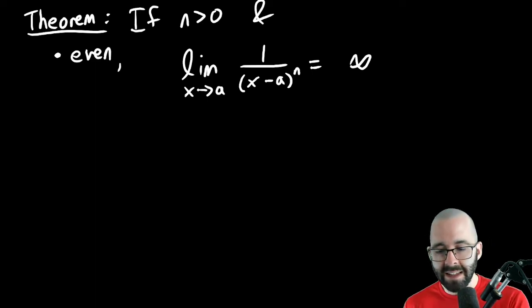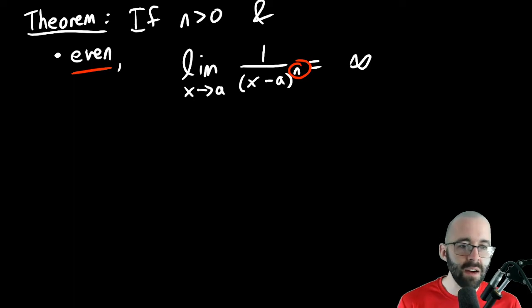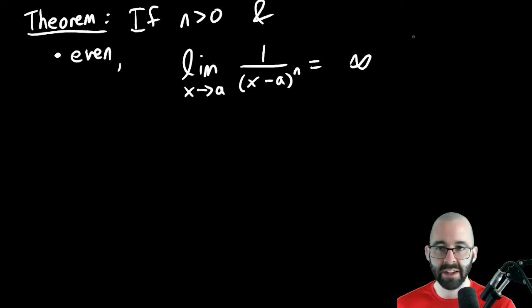Well, if n is even, this denominator is always positive. If we're squaring something, it's positive. Raise it to the 4th power, it's positive. This whole thing has to always be positive, so it is equal to positive infinity, just like we have written.